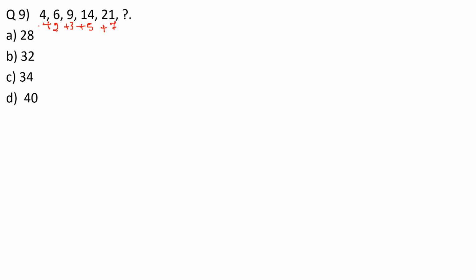Okay. So these are prime numbers: 2, 3, 5, 7. So as per that, the next prime number is 11. So 21 plus 11 will be 30. Okay. So the answer is 30.